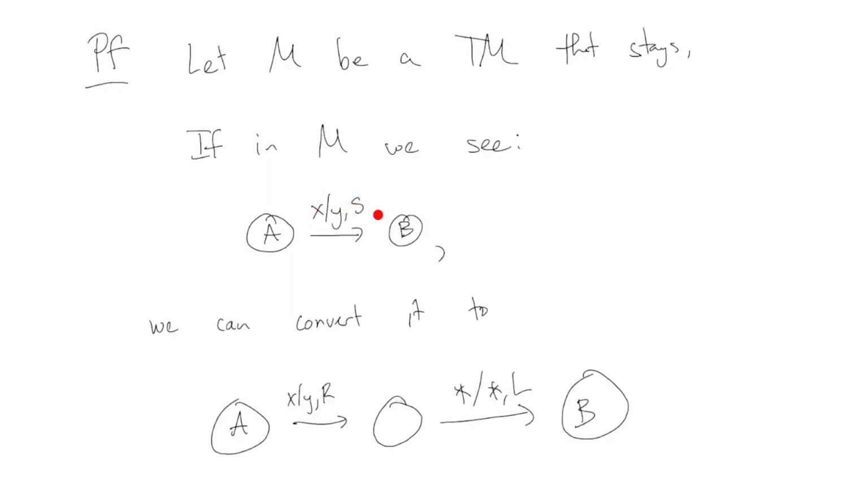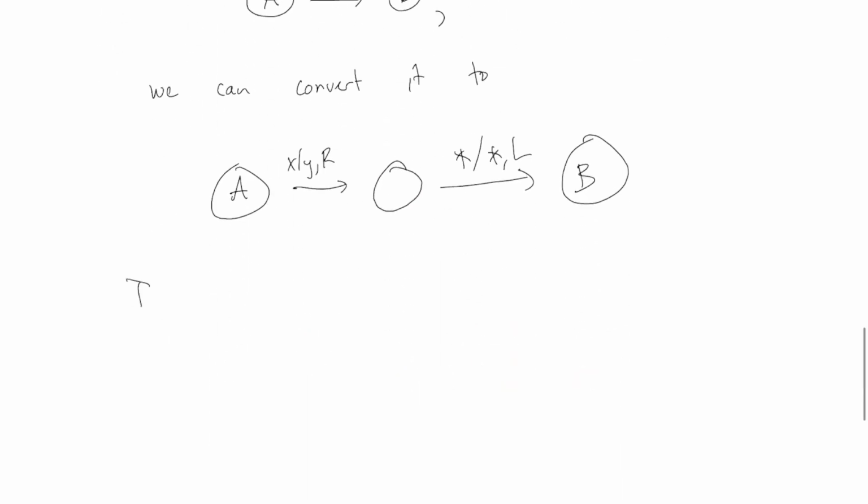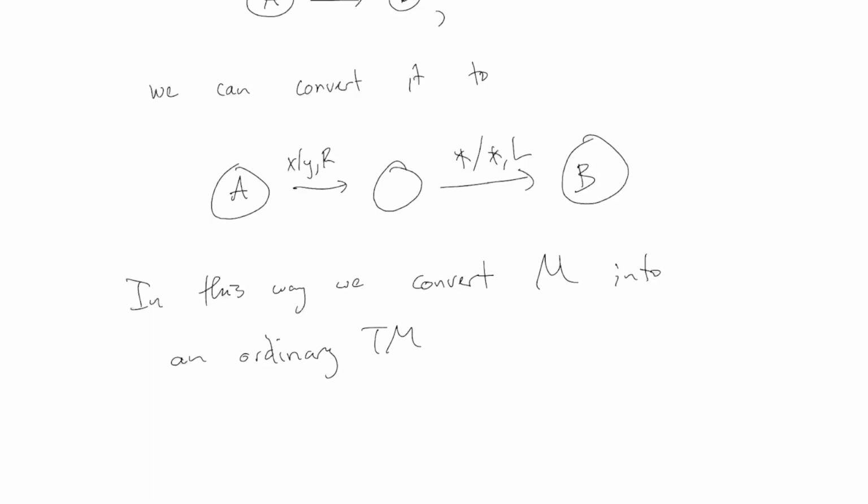This has changed the X to a Y and stayed put. This has changed the X to the Y and moved to the right, but then immediately moved back to the left without doing anything else. So they're the same, right? And so I will just say, in this way, we convert M into an ordinary Turing machine. Every single arrow that you see with a stay, you just do this to all of them, right? We convert M into an ordinary Turing machine that is entirely equivalent. The end, all right? This is the end of the proof.